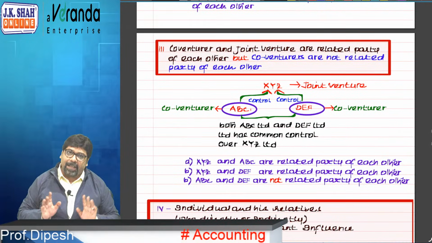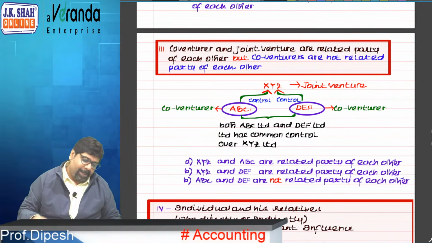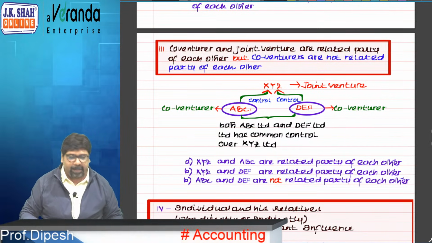Co-venture and joint venture, yes. But two co-venturers, no. Co-venture and joint venture are related party. Acha.